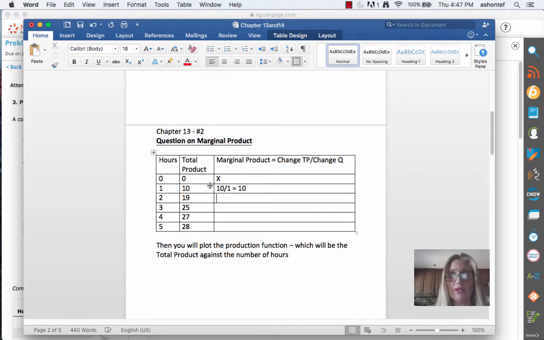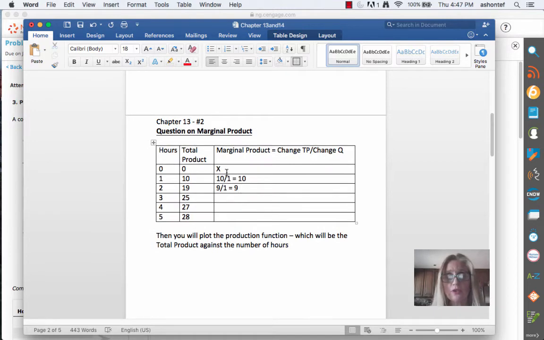We'll just do a couple here. Then when we go from working 1 to 2 hours, we're going to get marginal product as the difference between what we had at 10 and how it changed. So it went from 10 to 19, so the change was 9, divided by the incremental change of 1 hour, which is 9. Sorry. And what you'll do is you'll just continue going on with this chart.